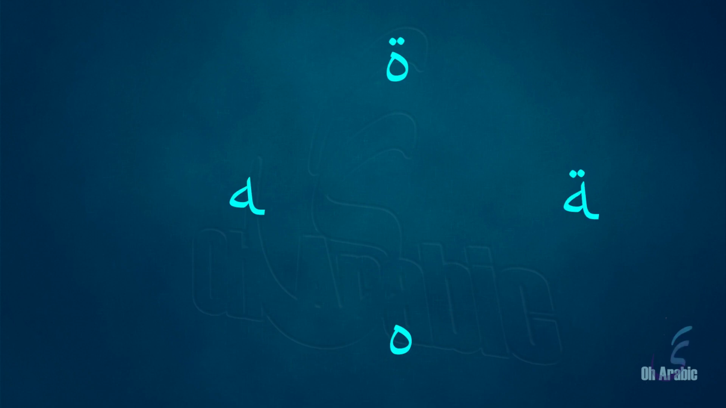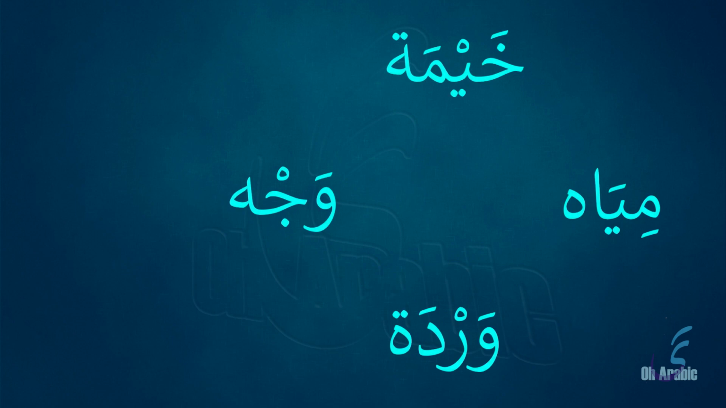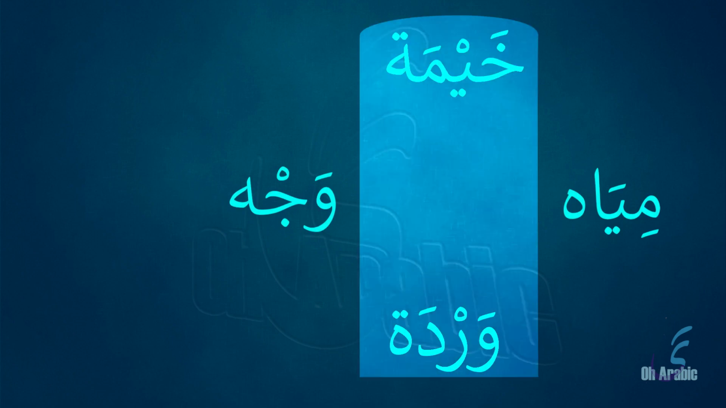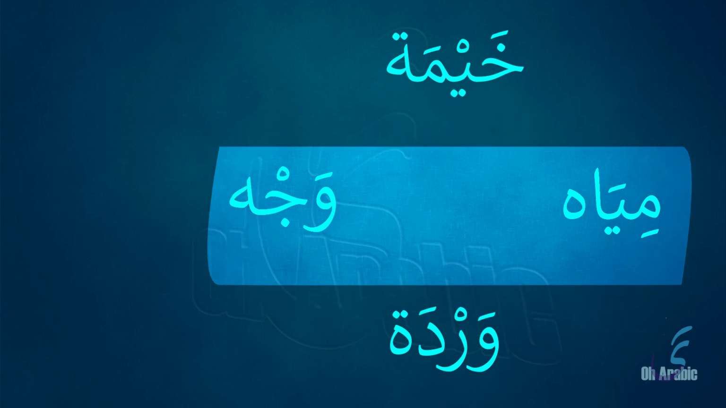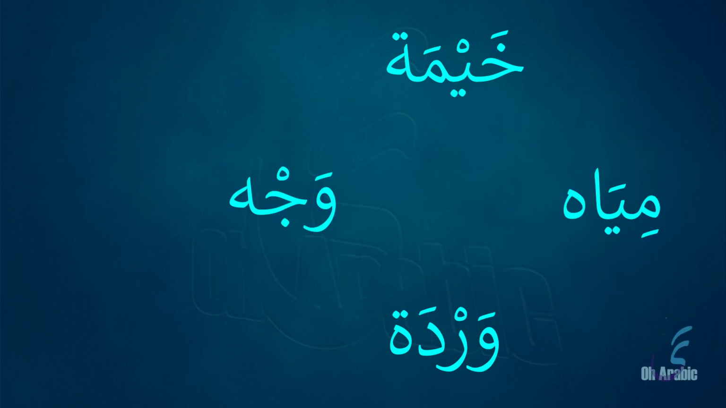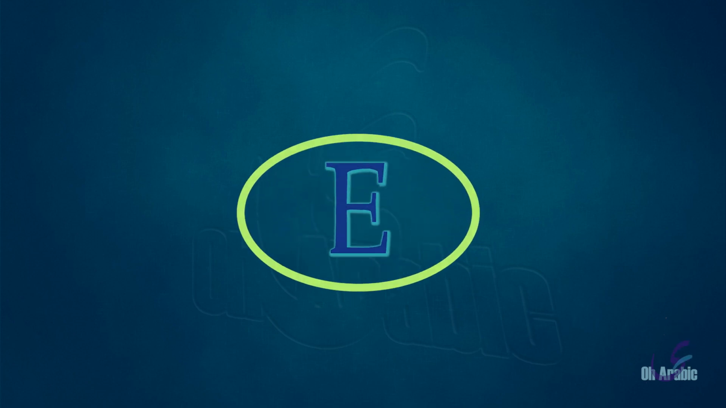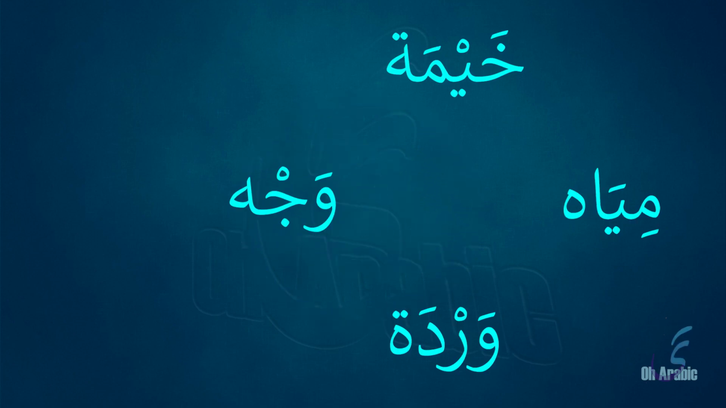Now let's distinguish between the two letters, ta marbuta and ha. In this quiz you will see 4 words. Some of them contains ta marbuta and some contains ha. The question is, which word contains ta marbuta or ha, separate or cursive? So are you ready for quiz? Let's go. Which word contains ta marbuta cursive?